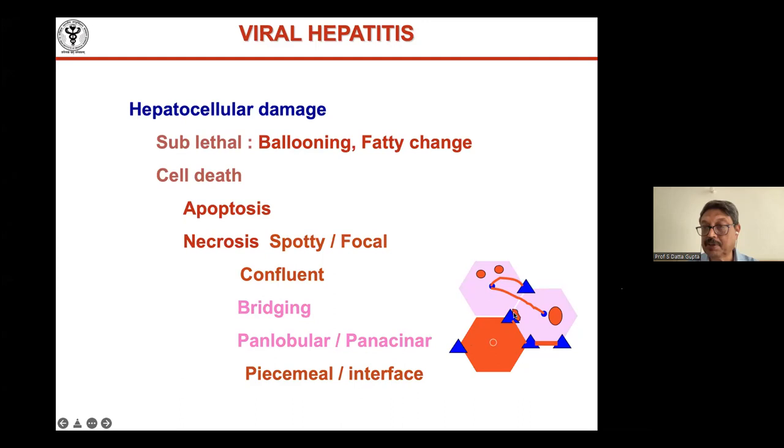So confluent necrosis could be just within the lobule, if a few hepatocytes are affected, or if it is between two vascular trees, it's called bridging necrosis. If it is so confluent that it affects the entire lobule, panlobular or panacinar, and if it is at the interface between the portal tract and the hepatocytes affecting the limiting plate, then it is called interface hepatitis.